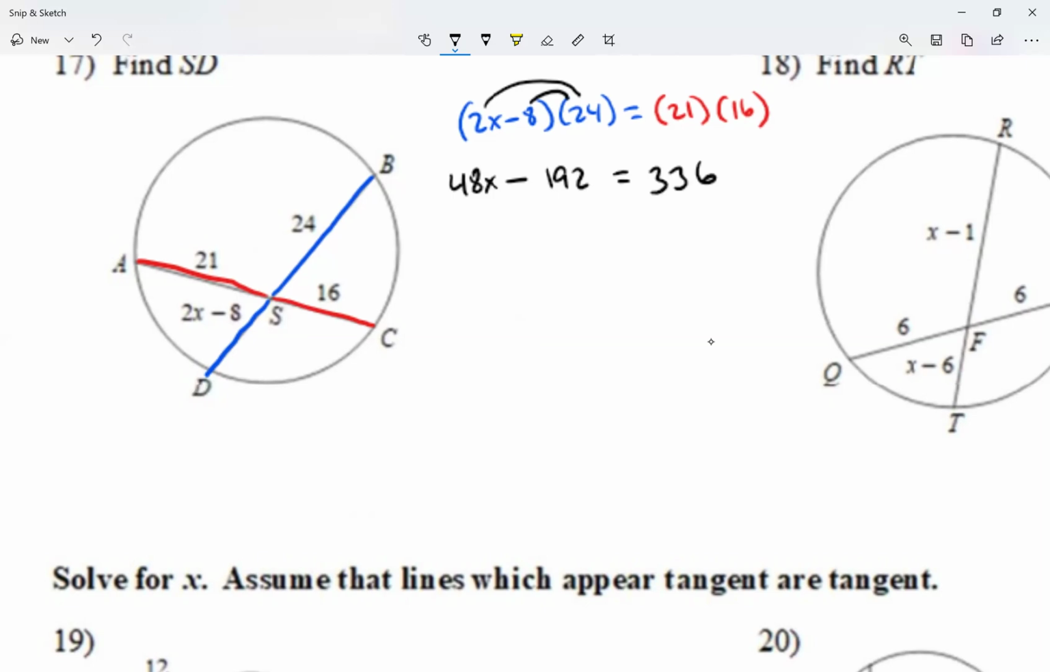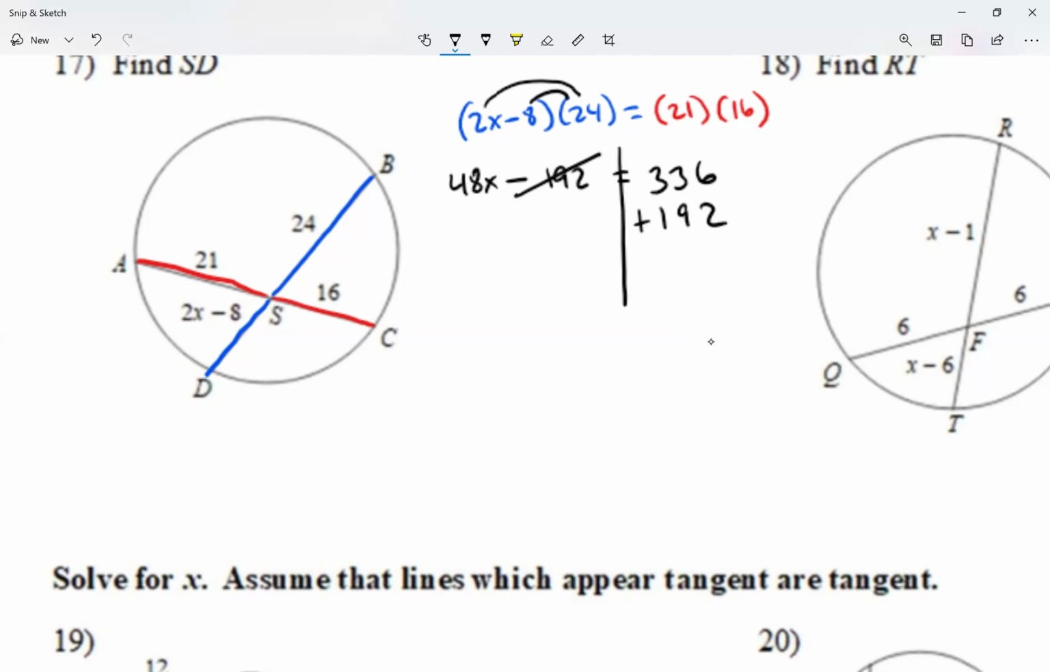Okay, so let me separate my sides. I see on the left side, there's two terms, right? I cannot combine them because one of them has a letter, the other one does not. So I want this term that has the letter by itself. So I'm gonna move this minus 192. I'm gonna move it to the other side as a plus 192. Don't forget to switch the signs.